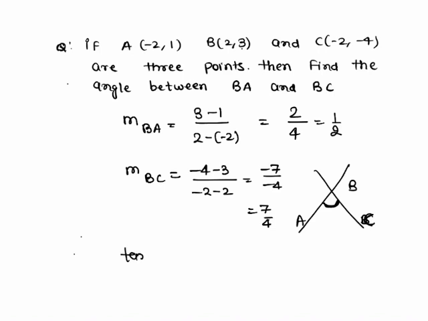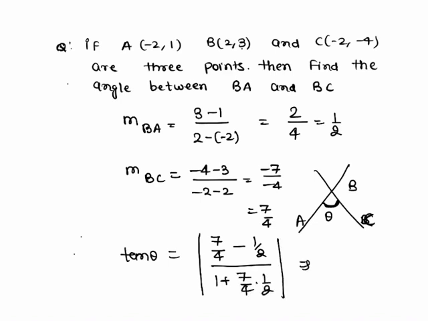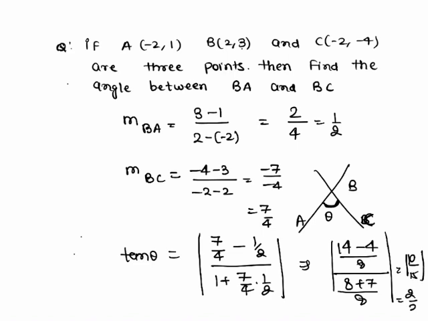Now we have to find the angle. Suppose the angle between them is theta. Tan theta equals the modulus, because it could be acute or obtuse, and we have to find the acute angle. So we take the modulus of (7 by 4 minus 1 by 2) divided by (1 plus 7 by 4 into 1 by 2). If I simplify this, it will come (14 minus 4) divided by 8 over (8 plus 7) divided by 8. So this will come 10 by 15, which equals 2 by 3. So tan theta equals 2 by 3, so theta equals tan inverse 2 by 3. That is the acute angle.